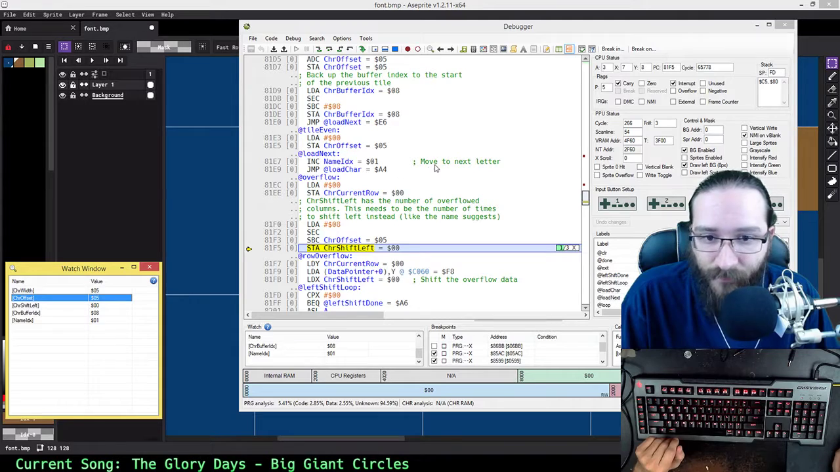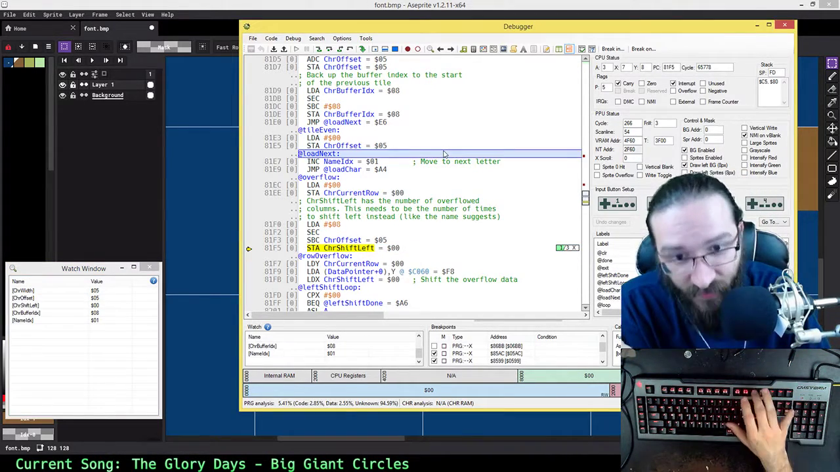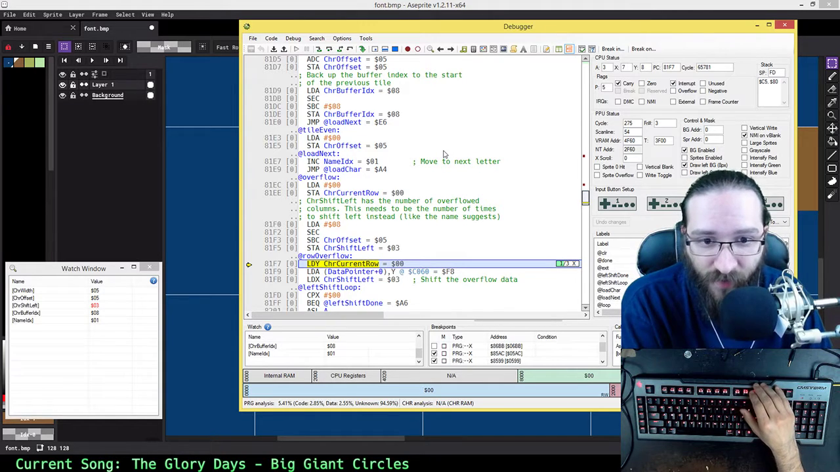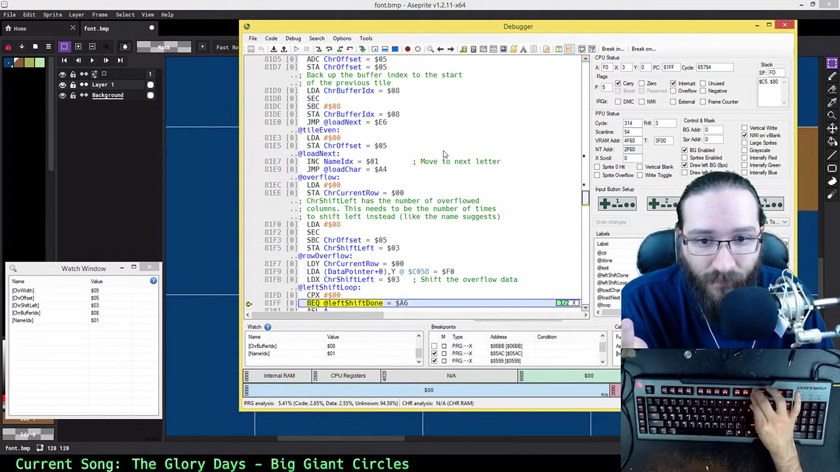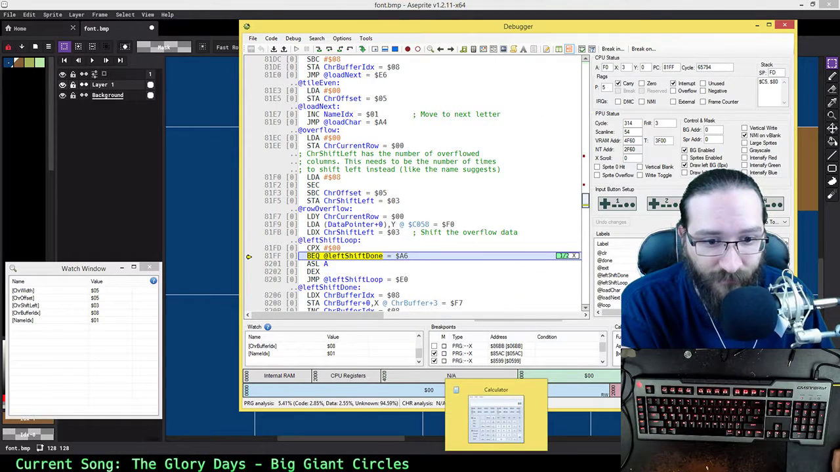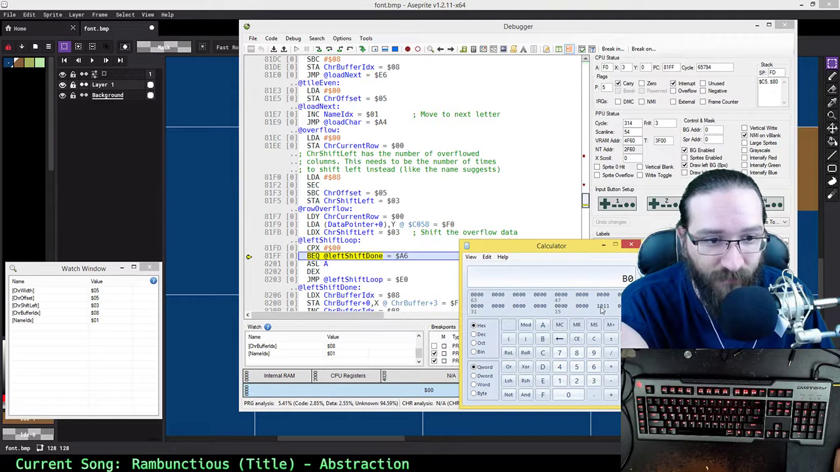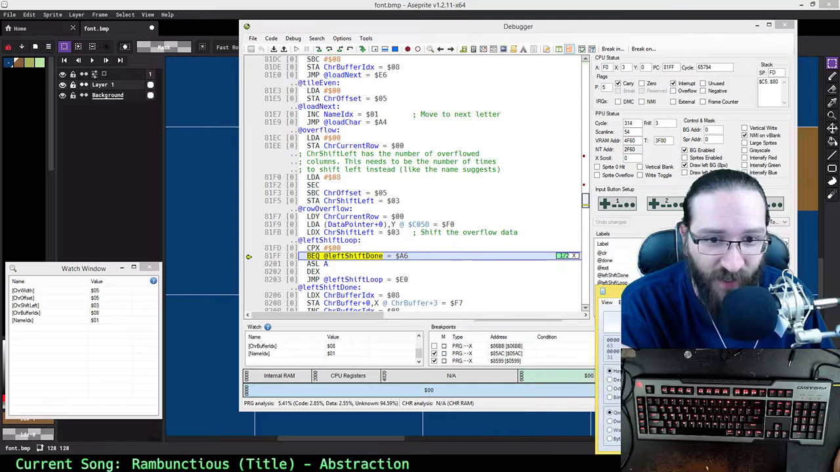Bring this up. Store that in the shift. Okay, shift over by 3. So we have F0 loaded up first, right? Yes, F0, and then we're going to be shifting it 3 times, so it should just be 80 at the end of that.